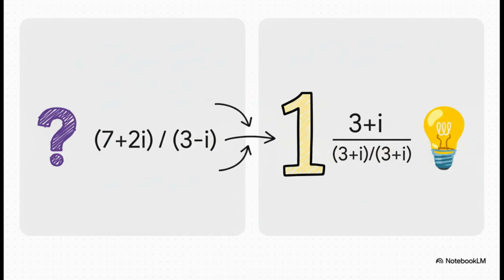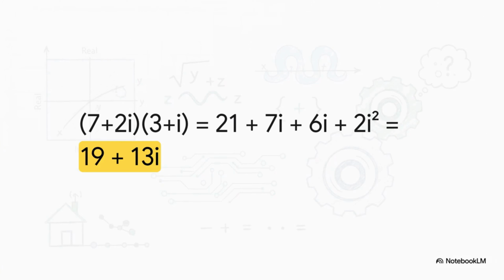Here's the move. We're going to multiply the whole fraction by a very clever version of the number 1. We take the conjugate of the denominator, which is 3 plus i, and put it over itself. See? 3 plus i over 3 plus i is just 1. So we're not changing the value of our answer, but we're about to totally change how it looks. Let's handle the top part first, the numerator. We just multiply it out, FOIL it, just like regular algebra. The only thing to remember is that anytime you see an i squared, you swap it for a negative 1. Do all that, and it cleans up nicely to 19 plus 13i.